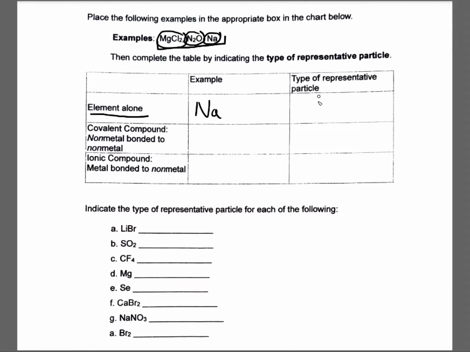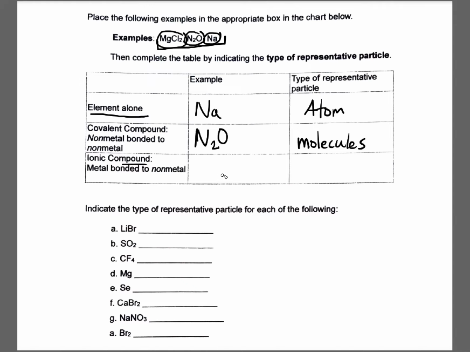The type of representative particle would be atoms. So if I have sodium by itself, I'm dealing with sodium atoms that make that up. For the covalent compound, that would be N2O. We know that it's covalent because it's made up of only nonmetals. And so if I'm dealing with dinitrogen monoxide, what I really am dealing with is dinitrogen monoxide molecules.